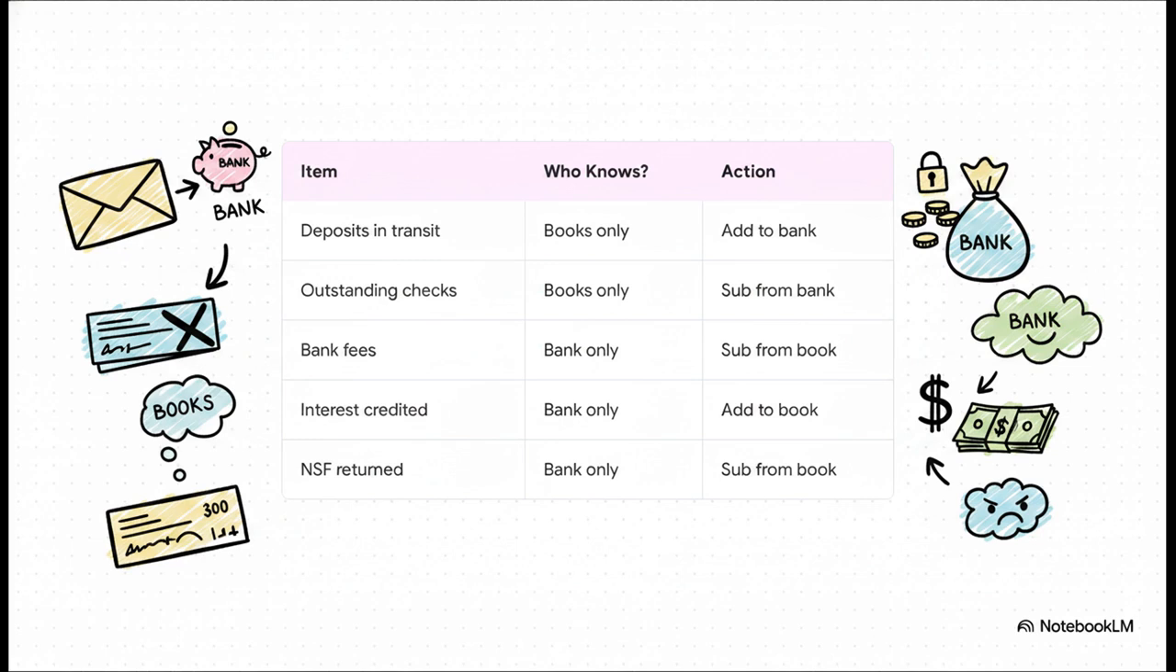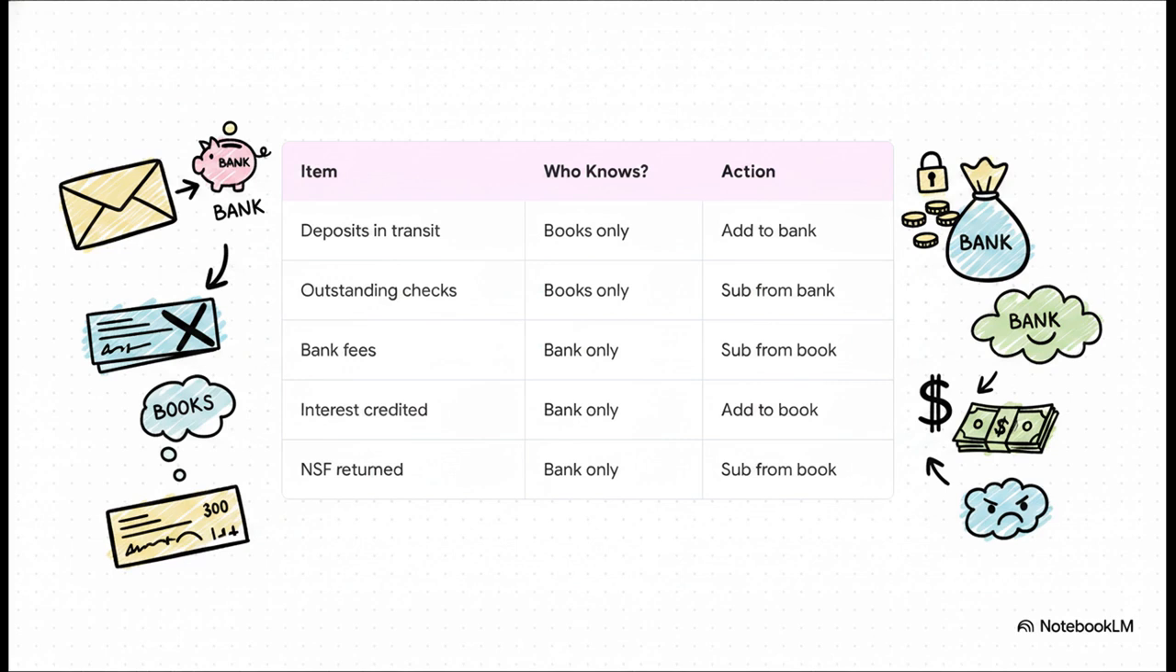Here's how it works. If only the books know about an item, like a deposit you just dropped in the mail or a check you wrote that the vendor hasn't cashed yet, the bank is totally in the dark. These are just timing differences. So no journal entry is needed. You literally just adjust the bank side on your reconciliation.